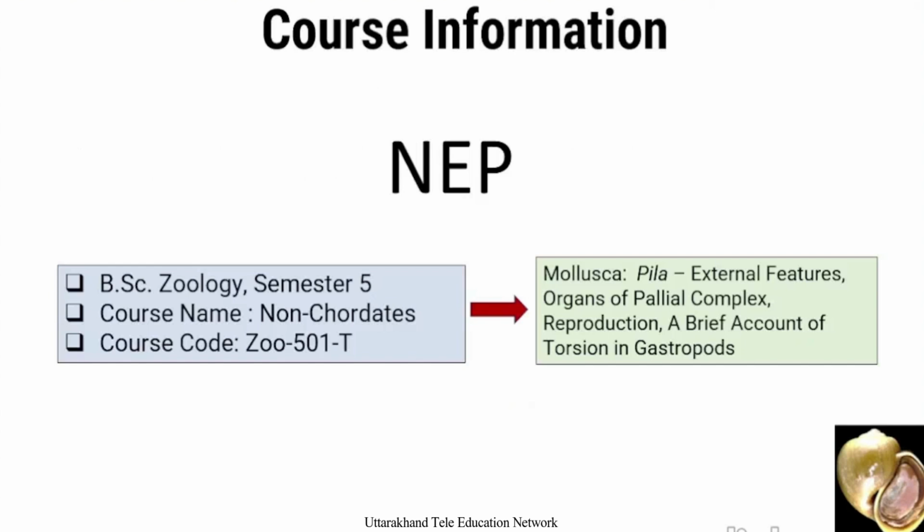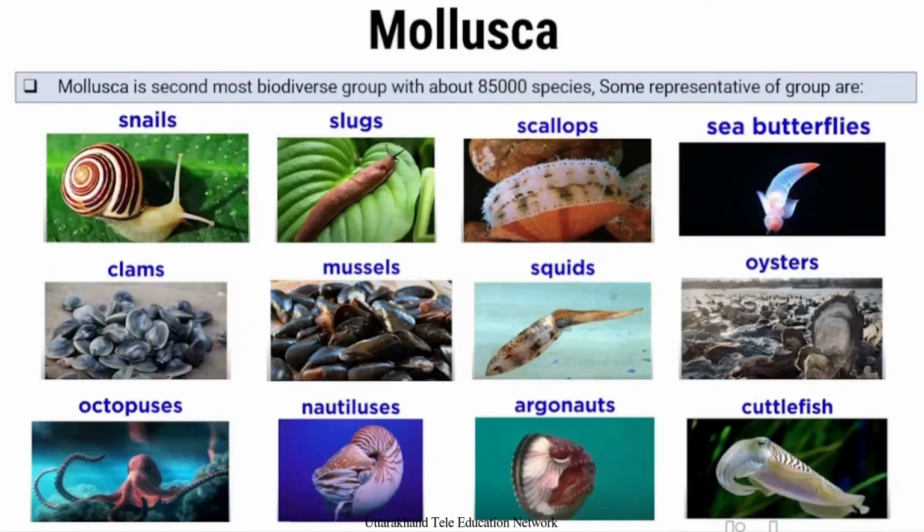This is the core course information according to the National Education Policy. BSc Zoology Semester 5. Course name is Non-Chordates. Course code is Zoo 501T. In Mollusca, we'll study external features, organs of the pallial complex, and reproduction of Pila.